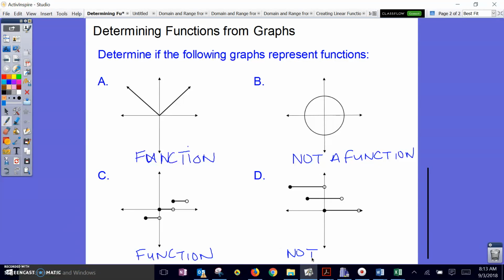And that's really how easy it is to determine whether or not a graph represents a function or not. We just pass this imaginary vertical line over the graph and see, does it ever hit more than one point at a time? Okay, see you next time.